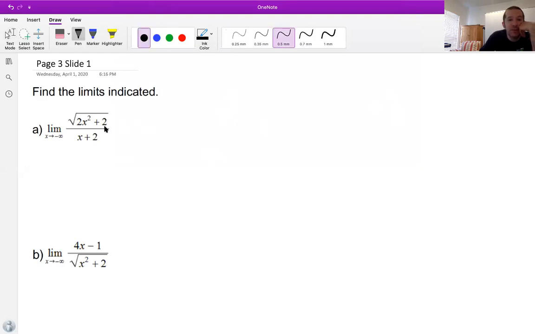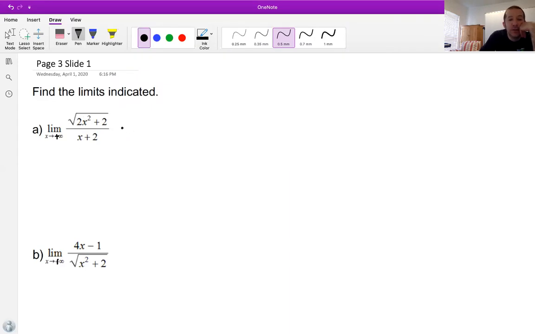This is a pretty typical problem. It's kind of like the ones I did where I said we think about the limit. This says negative infinity, but I want you to think of it as being positive infinity. I just don't want to worry about the negatives right now. Same with this one. We're just going to think about x approaching positive infinity.